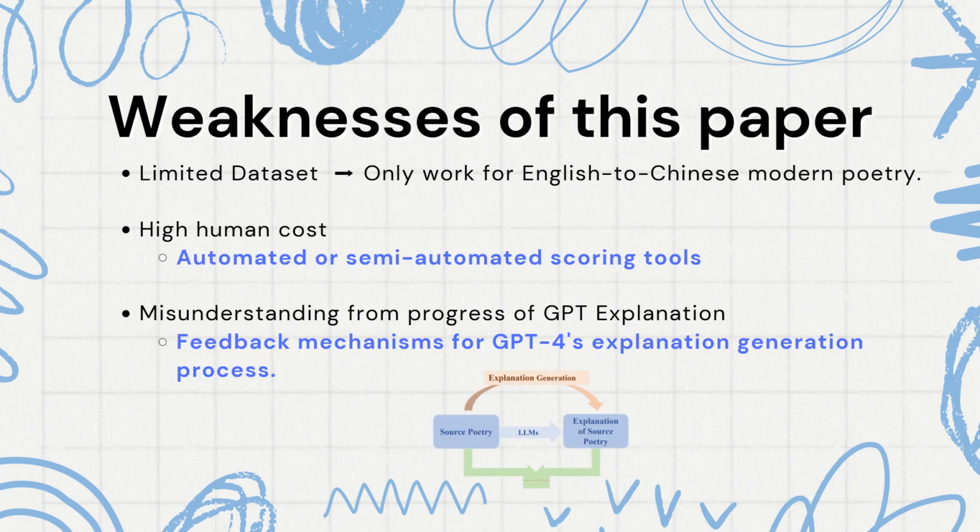However, the paper has some weaknesses. The dataset is limited to English to Chinese modern poetry, making it less broadly applicable. The human evaluation process is resource-intensive and could benefit from an automated scoring framework. Additionally, the quality of GPT-generated explanations was not evaluated. If GPT misunderstands the poem's intent and generates a flawed explanation, that error will propagate throughout the process. A feedback mechanism might help address this issue.